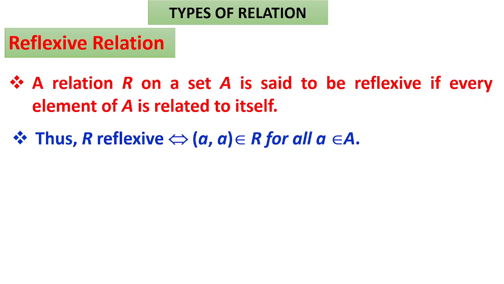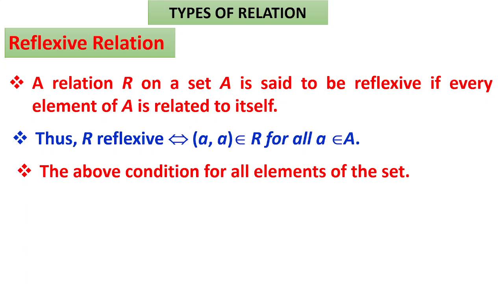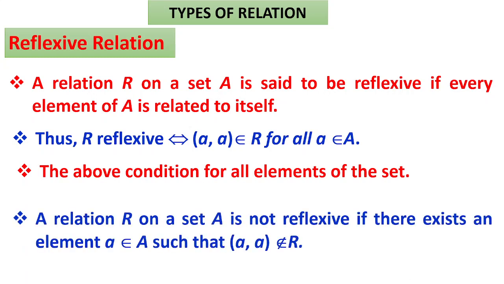Thus R is reflexive when a is related to a, or (a, a) belongs to R, for all a. You should be very careful. This should happen for all the elements of the set. The above condition is for all the elements of the set. A relation R on a set A is not reflexive if there exists at least one element that you are able to identify such that it is not related to itself. Then it is not reflexive. Remember, the condition is for all the elements of the set.